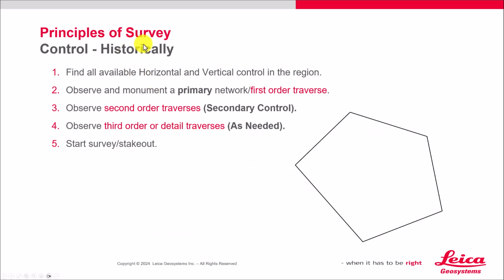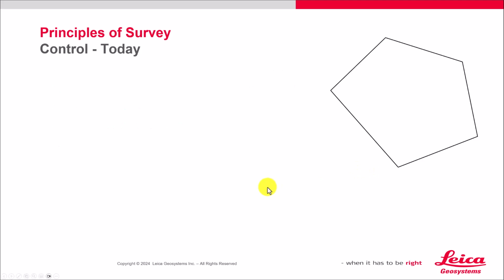Now let's talk about principles of survey control. Historically, you would find all available horizontal and vertical control, observe and monument a primary control network, and observe secondary order traverses inside, and even third order as needed. And then you'd start surveying and stake it out.